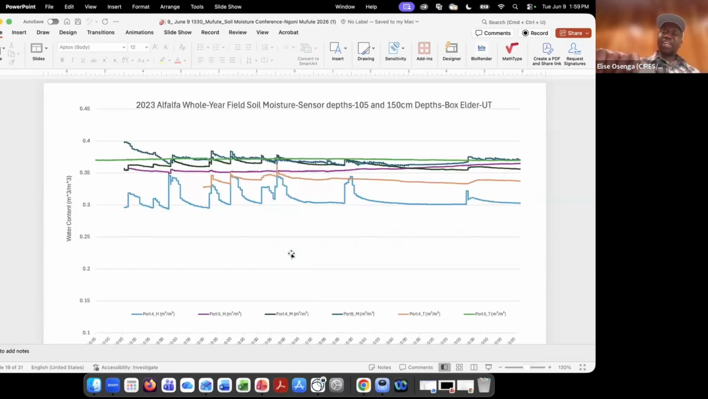I also put in here the deeper soil sensors like the 105 centimeters and the 150 centimeters. The key thing to say here is that at the deeper levels, especially in the tail end, the sensors were not reacting to any of the irrigations. For example, this green one here means the soil was almost always saturated in the tail end.